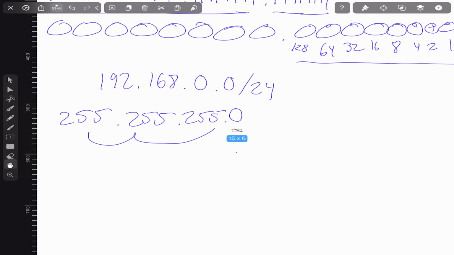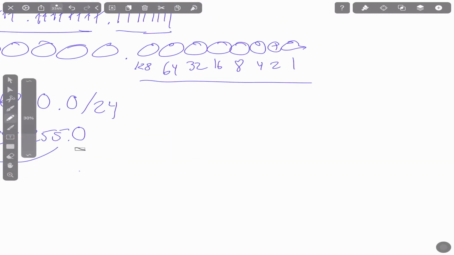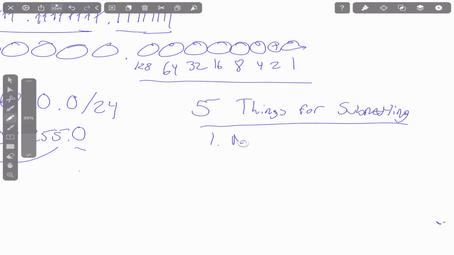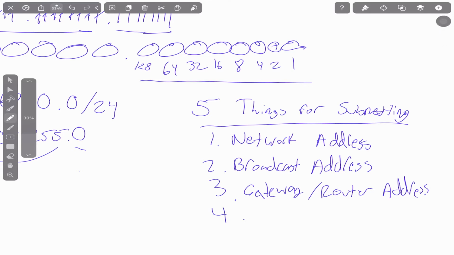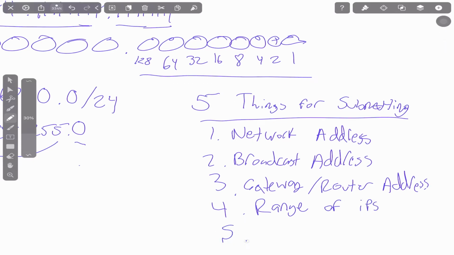So when you're subnetting and when you're doing your IP addressing, there are 5 things that you want to figure out. First thing is going to be your network address. The second thing is going to be your broadcast address. The third thing is going to be your gateway or your router address. The fourth thing is going to be the range. Then the last thing is going to be your subnet mask.